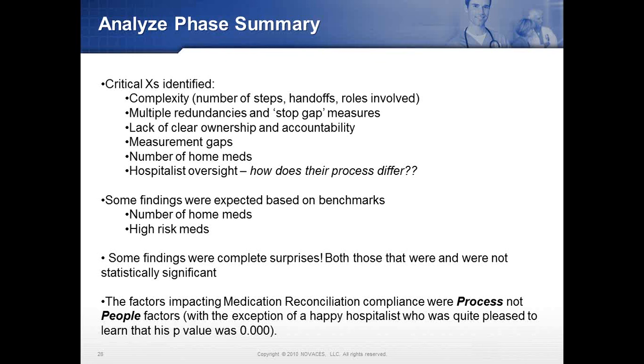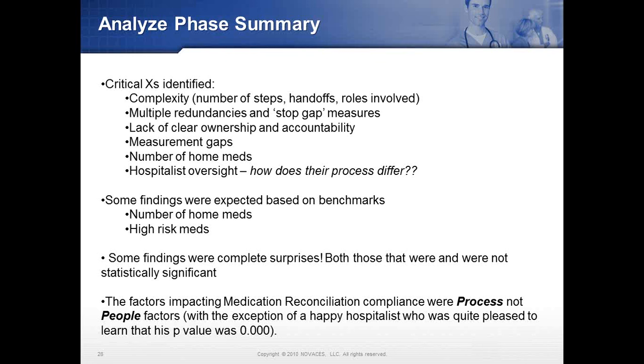The hospital, the team, they knew a lot about MedRec. They'd had a team working on this for a very long time, and they estimated 70%. They were stunned when they found out that the capability of their process to prevent a MedRec error was only 40%. Number of home meds, we validated that statistically, and this hospital oversight thing. What does the hospitalist do that's different? And we had to go out and find out.